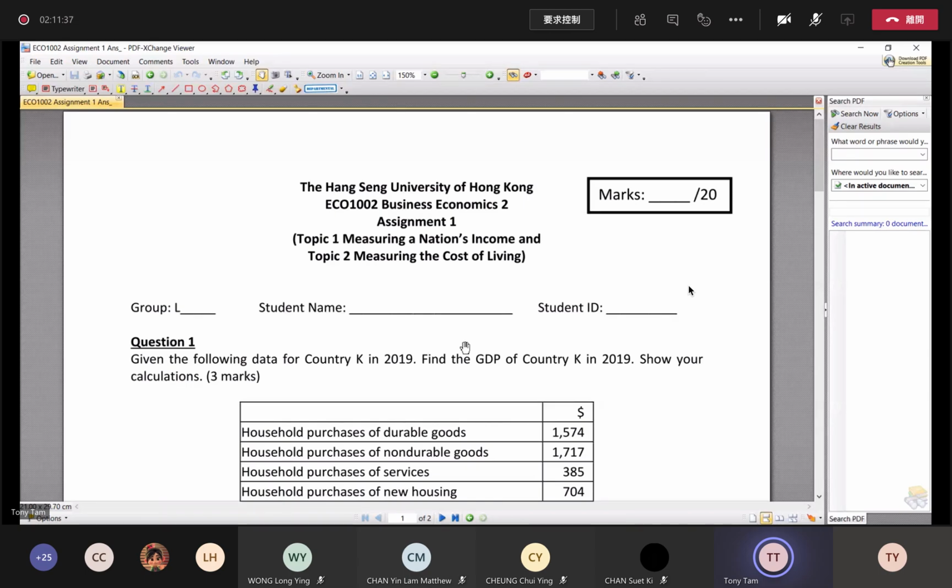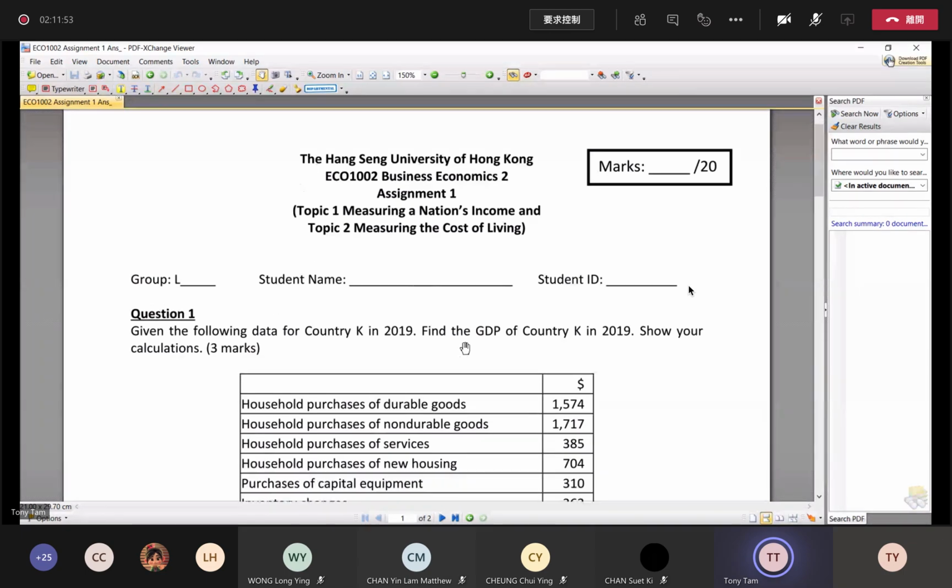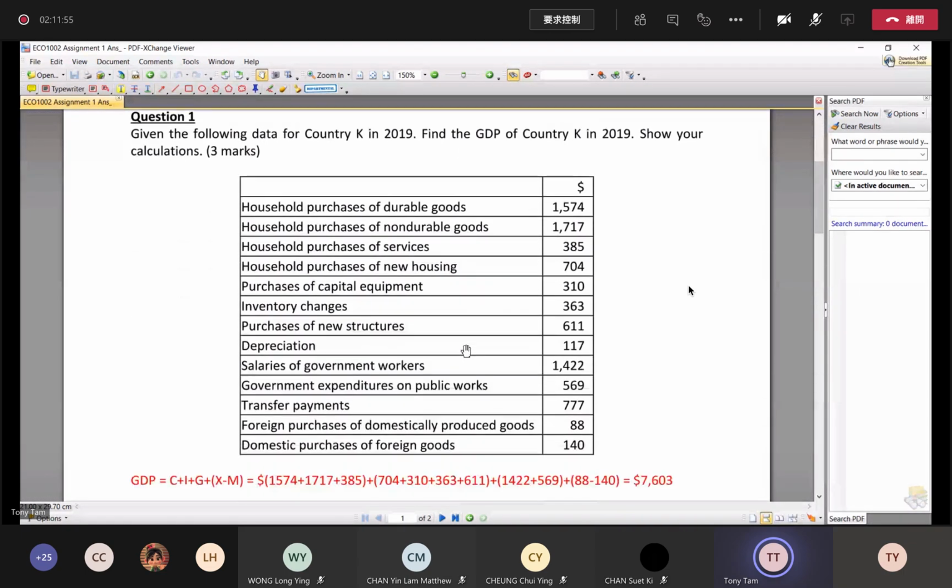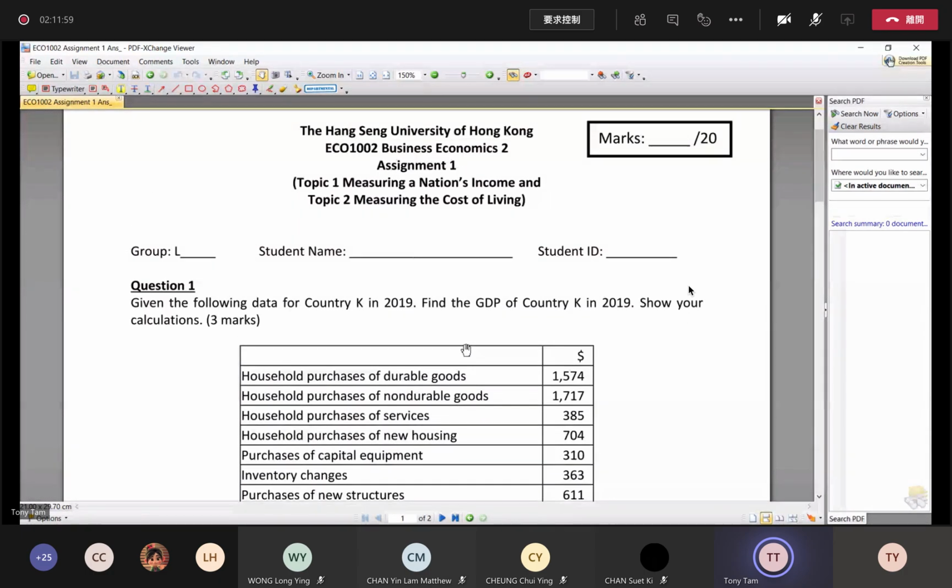You don't need to copy anything unless you would like to, because I will post the assignment to the Moodle tomorrow or Saturday. So you don't need to bother to take any answer. Now here will be, just like that.